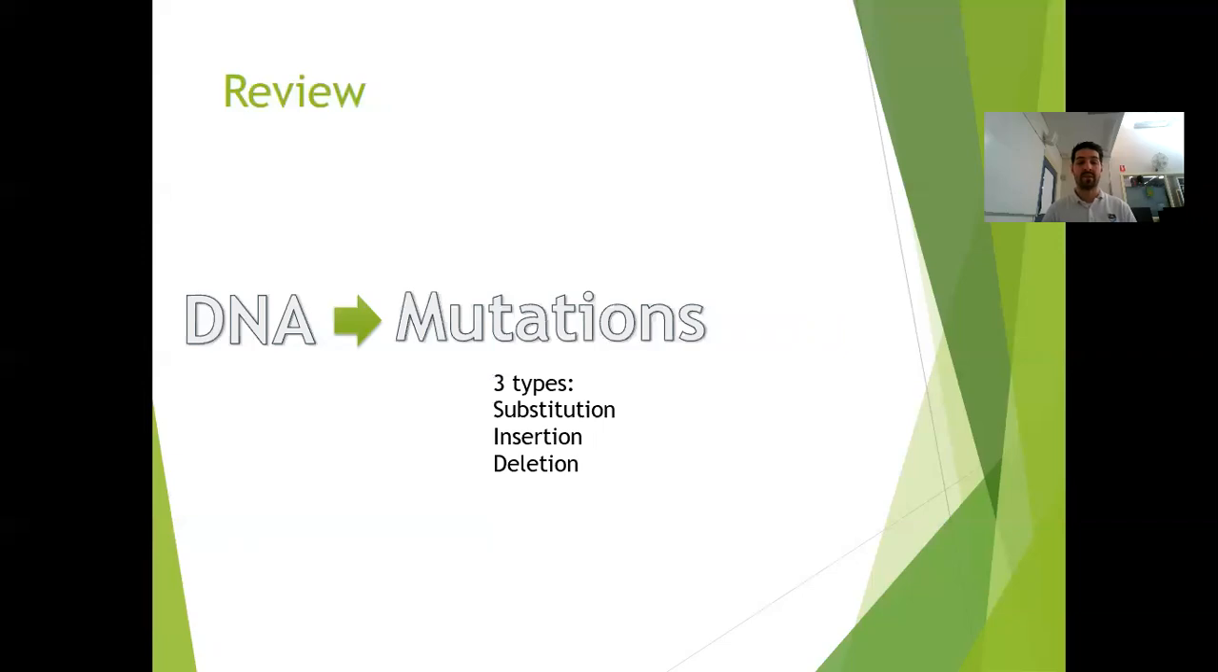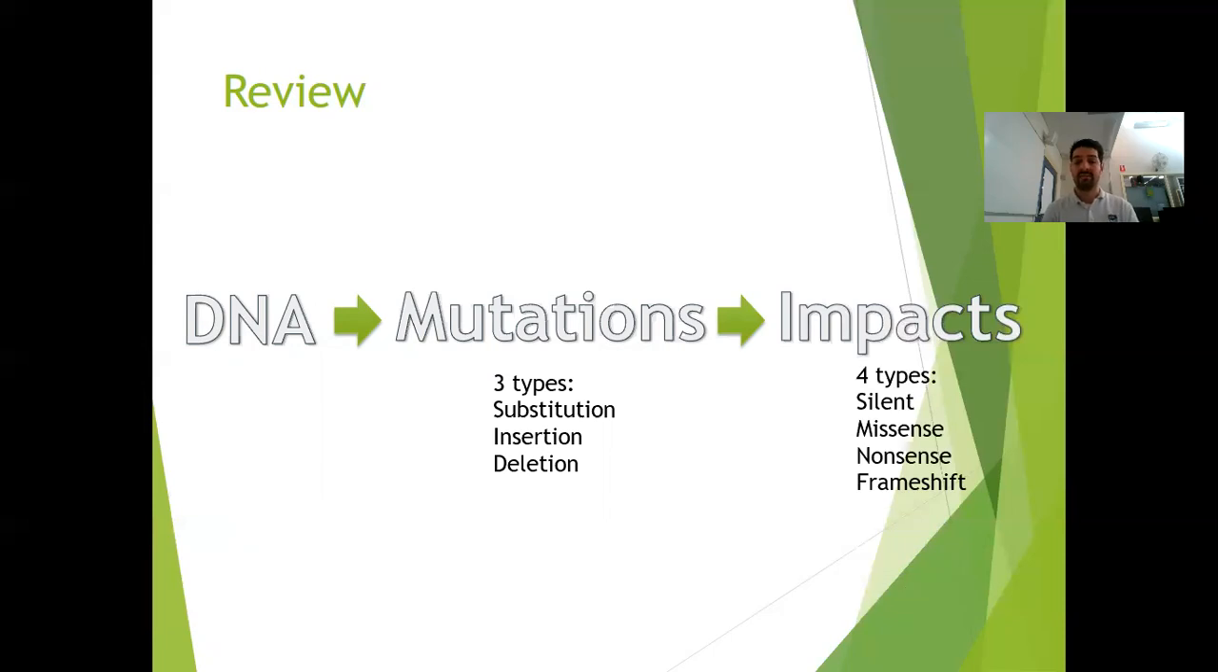So in review, DNA obviously has mutations, and the ones that we talked about were substitution, insertion, and deletion. And the impacts of those can either be a silent, missense, nonsense, or frame shift mutation. So point mutations are much smaller scale, but can have a pretty big impact depending on what type of mutation occurred and where it occurred.